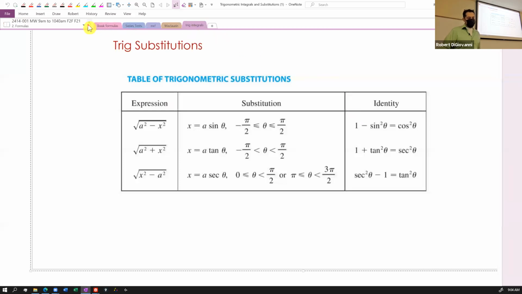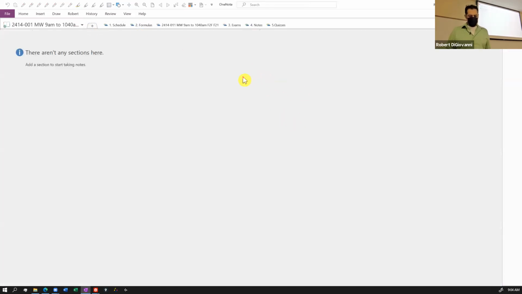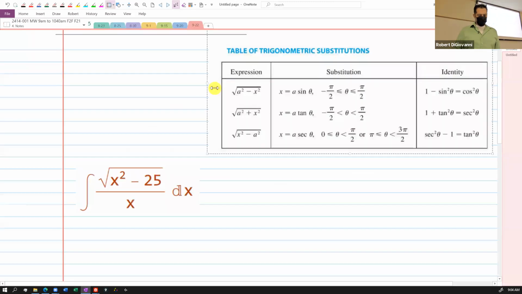So let's go to our notes here. And why does everything look so small on my screen? It's really weird. Okay, there we go. So we are going to be doing this. We see square root. We've got a variable squared minus, well, 25 is a number squared, right? So this looks like x squared minus a squared under a root. When we see x squared minus a squared under a root, we are thinking that make the trig substitution that x is equal to a secant theta, right? So that's what I'm going to do here. What's a for us?